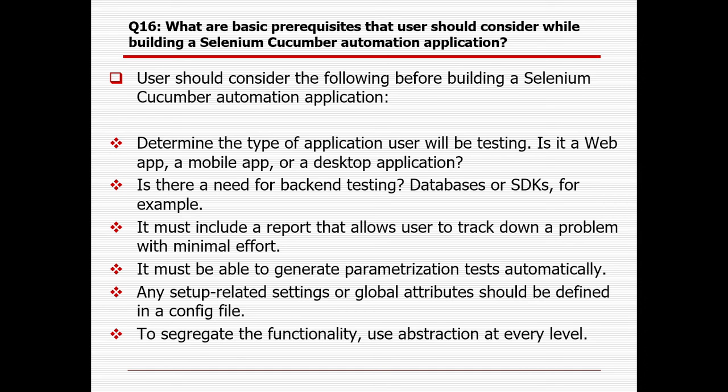It must include a report that allows the user to track down a problem with minimal effort. It must be able to generate parameterization tests automatically. Any setup-related settings or global attributes should be defined at the config level. To segregate the functionality, use abstraction at every level, so that we can easily distinguish the functionality, and in case of any problem, we can debug it easily. We can go to the relevant file. So that is another prerequisite you should consider while building the Selenium Cucumber automation framework.